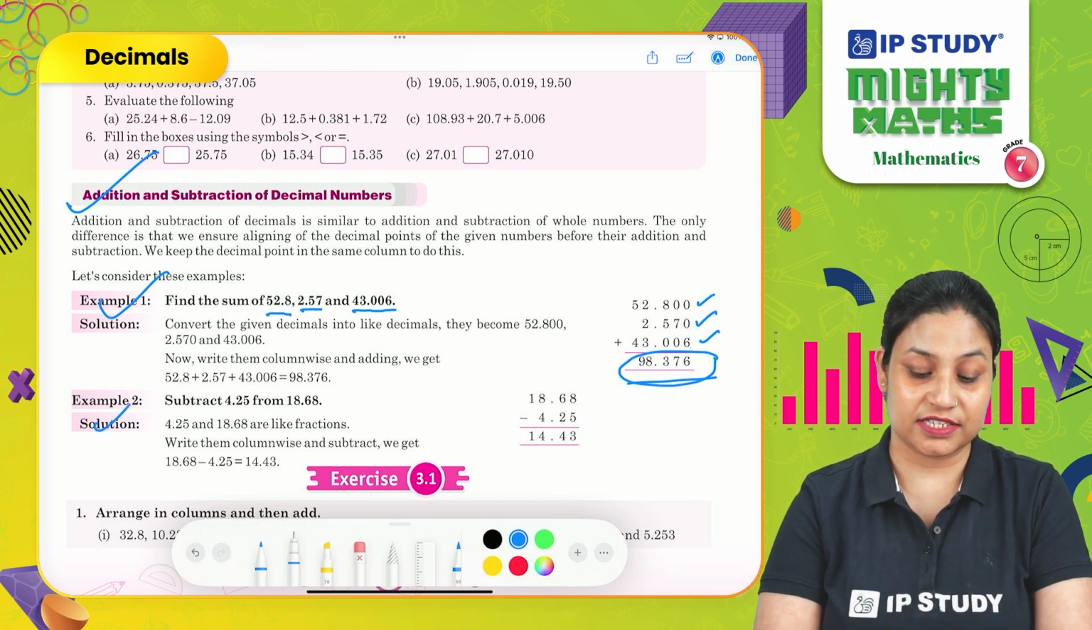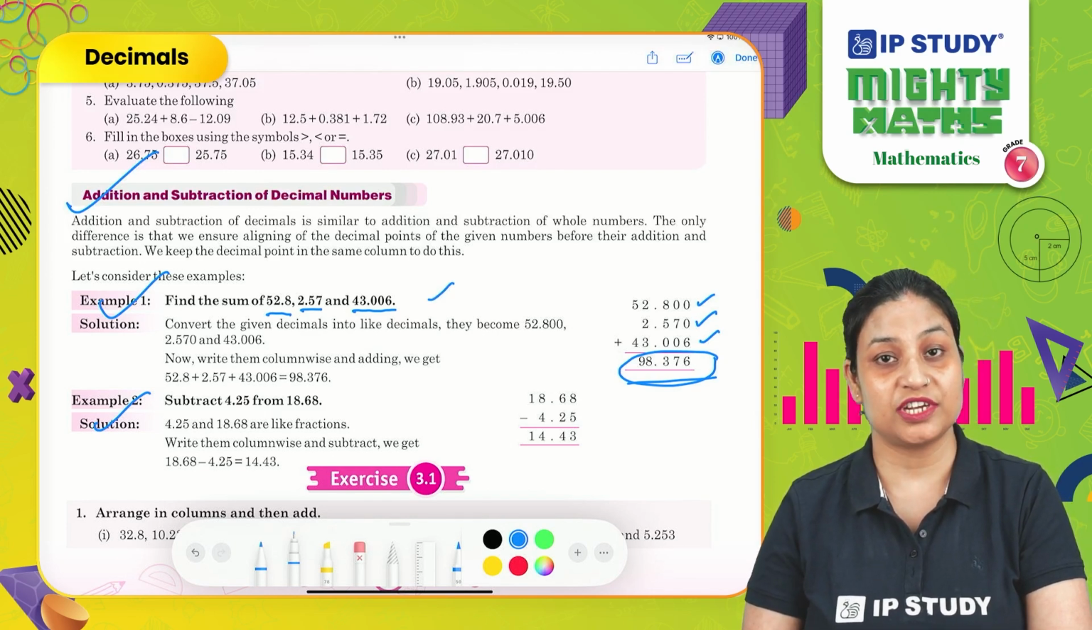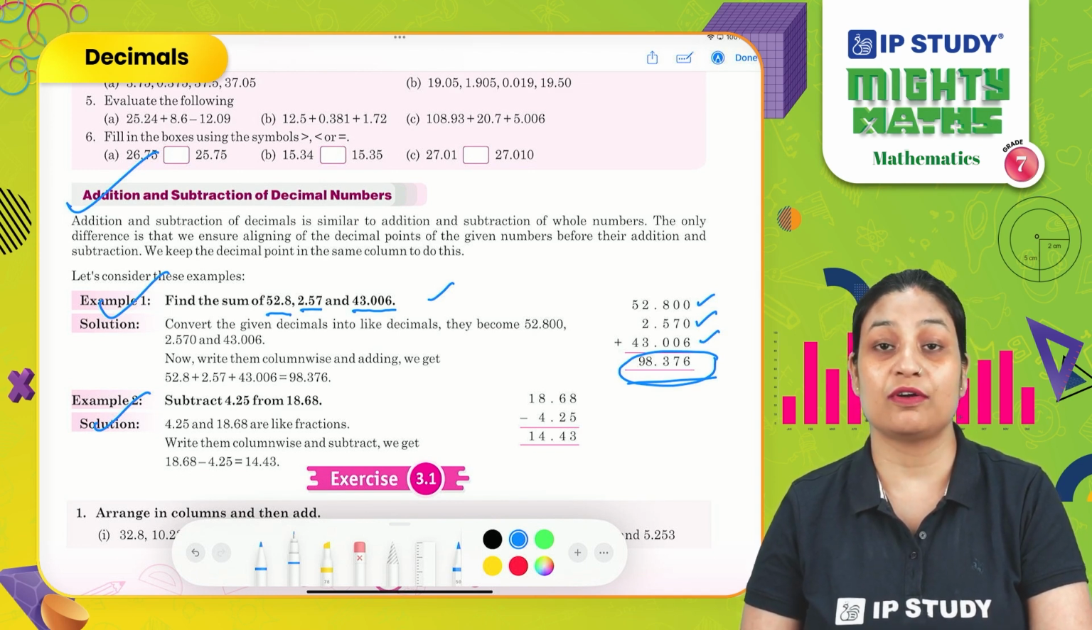Now let's take another example to see how to subtract decimal numbers. Like we did this example, in the same way we can subtract decimal numbers. What we have to check is if the decimal numbers are like or unlike. If they are like decimals, just directly subtract them. If they are not like decimals, first of all, convert them into like decimals and then subtract them.